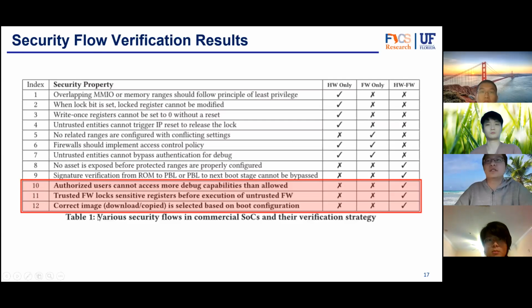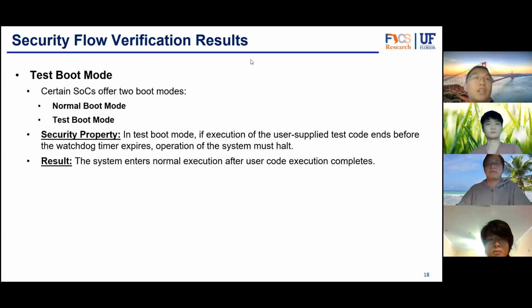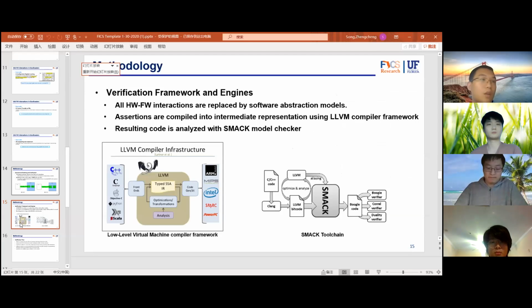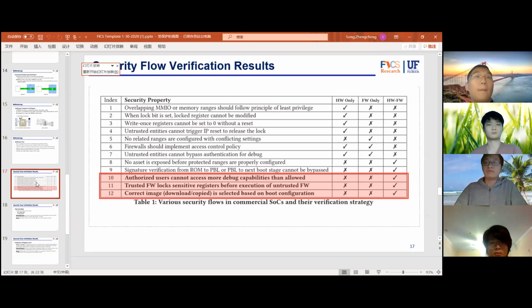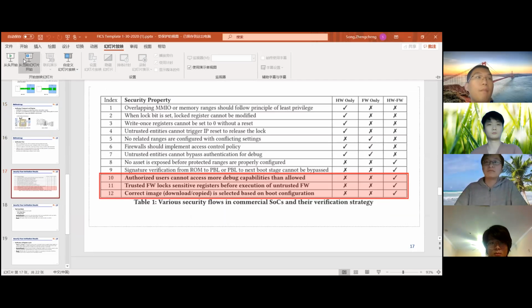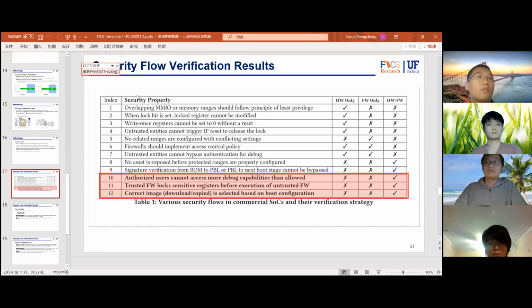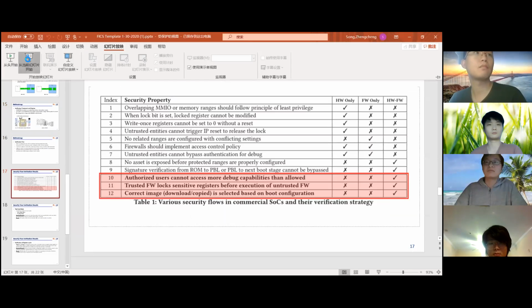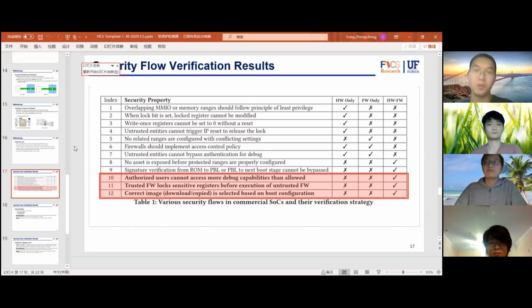Then Junyan will introduce the verification results. Okay, so now I'm going to talk about the security property of flow 10, flow 11, and flow 12 from Table 1, and the security flow verification results for each of the flows.